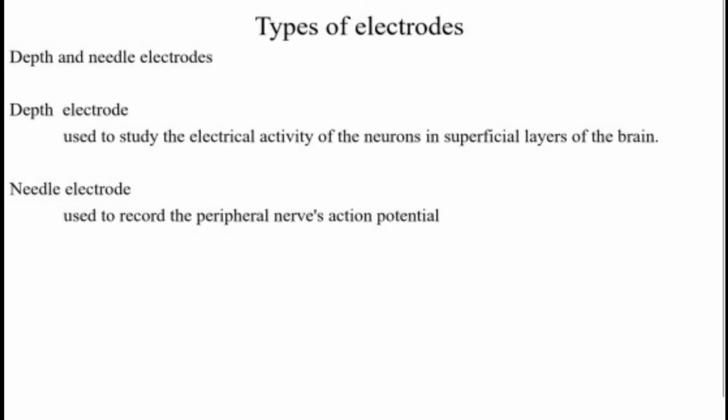When the reference electrode is placed on the skin, then the needle electrode is called monopolar. When we insert two insulated wires into the lumen of the needle, then the two wires constitute a bipolar electrode, such that one wire is the active electrode and the other wire is the reference electrode.